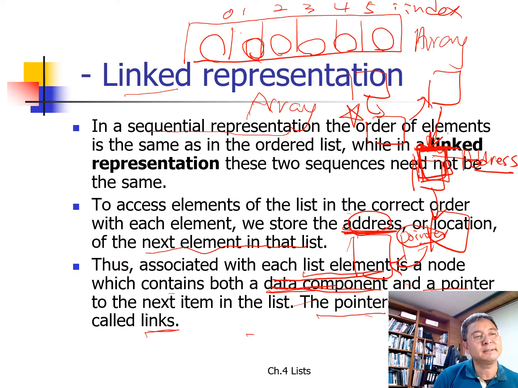In C language, we use this arrow to represent pointers or links. In our textbook and in our class also, we will use this arrow to represent a pointer or link.